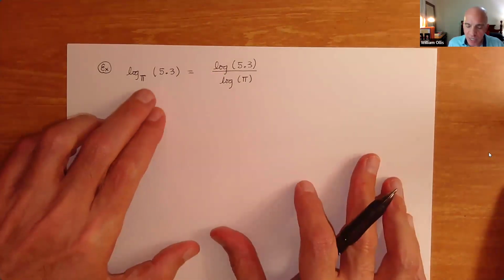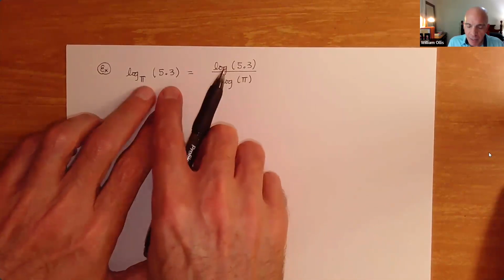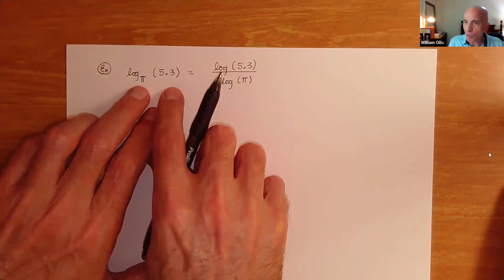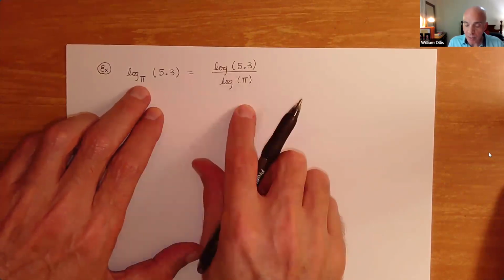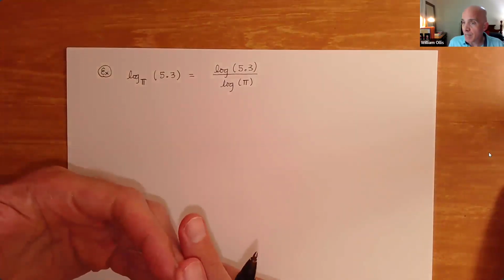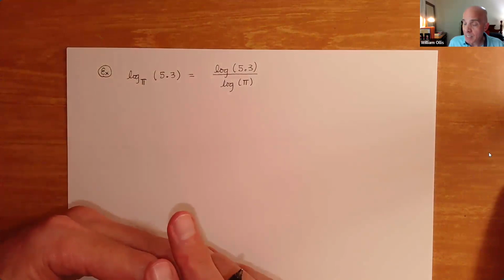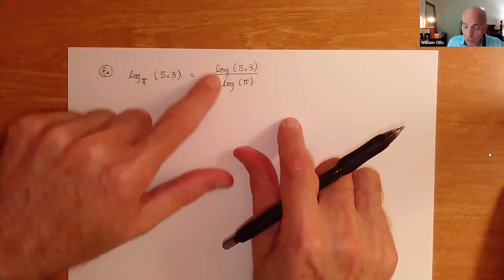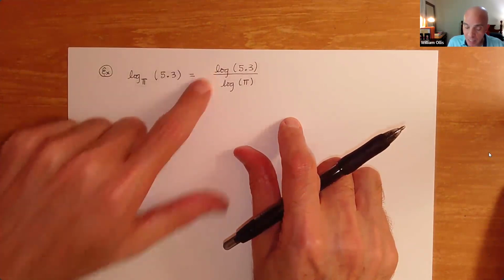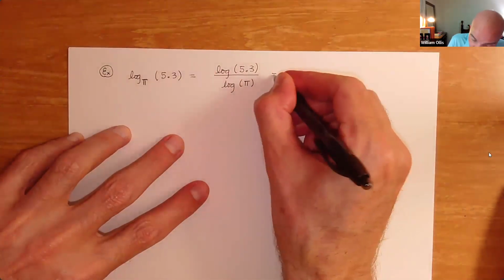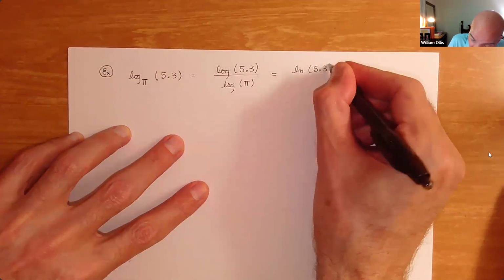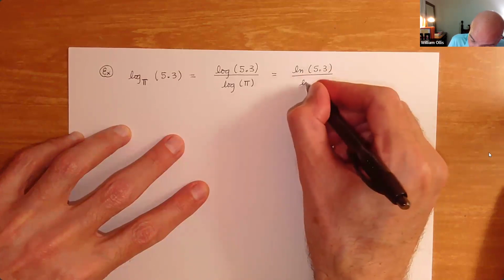So when you're interested in computing logarithms with bases that are maybe a little more exotic or that don't appear to parallel the bases you have available, like base E or base 10, then just simply convert to the base that you have that's accessible to you. This is base 10. Now, of course, this would be equal to the natural log of 5.3, and then dividing by the natural log of pi.